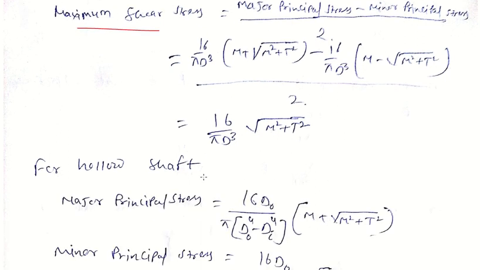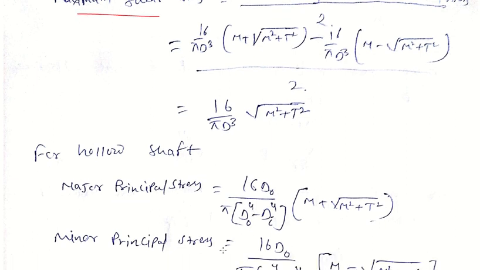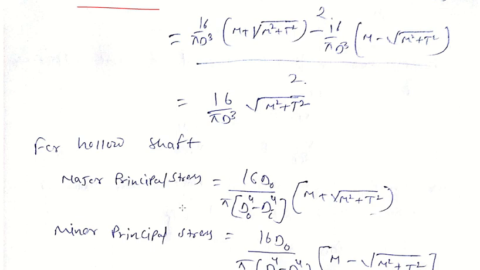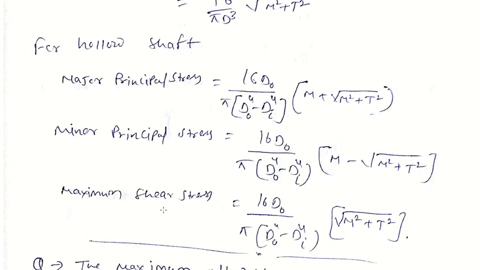Now for the hollow shaft, we put d equals d outer minus d inner. Here the polar moment of inertia is pi by 32 into d outer to the power 4 minus d inner to the power 4, and we divide by d outer. So we put this in for the major principal stress, minor principal stress and maximum shear stress. This is the expression for the hollow shaft.